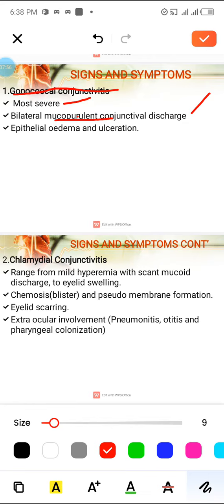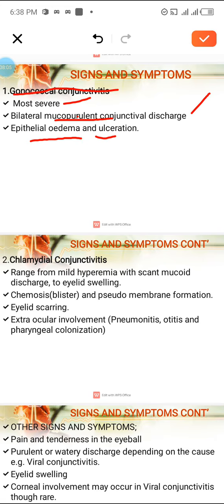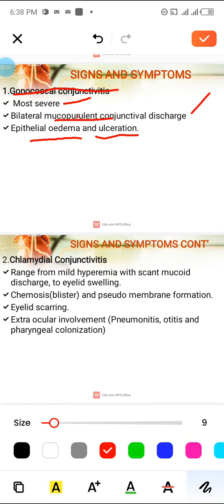And again, you're going to have epithelial edema, meaning that you find that most of the eyes are edematous, or the conjunctiva is edematous, and sometimes you can find sores in the eyes. These sores are ulceration, or sores in the eyes. That's what we can find.